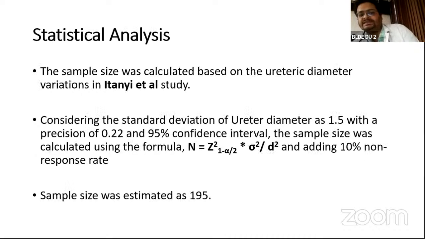The statistical analysis was done in consultation with the statistician. The sample size was calculated based on the ureteric diameter variations mentioned in the Itani et al. study, considering the standard deviation of the ureteric diameter as 1.5 with a precision of around 0.22 and 95% confidence interval. The sample size was calculated using the formula, and it was found to be around 195.